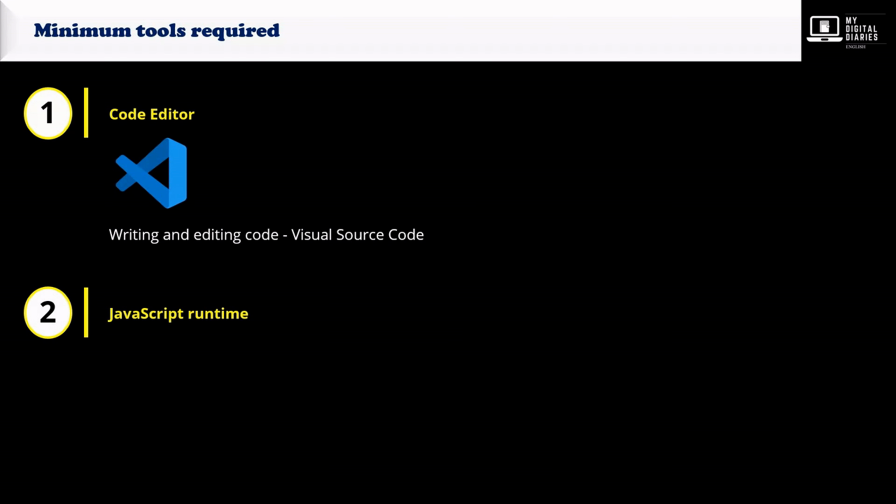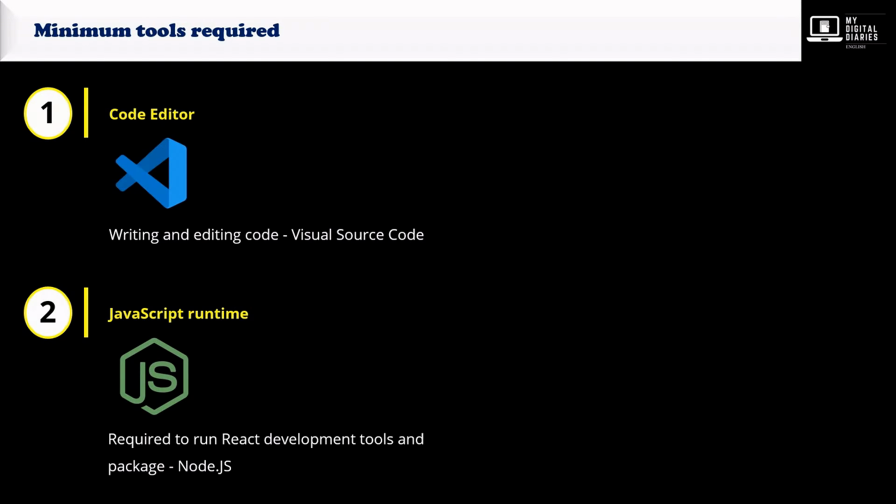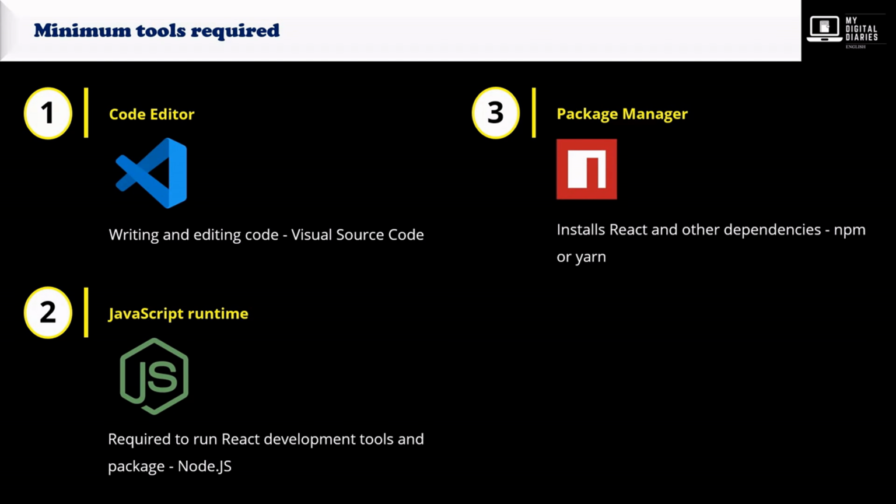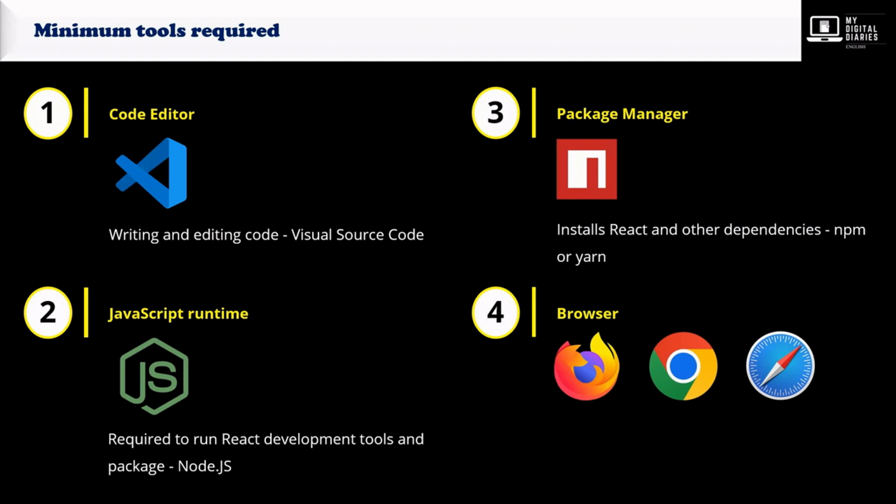Then we will need a JavaScript runtime, basically Node.js, which is required to run React development tools and packages. After that, a package manager like npm or yarn, which is needed to install React and other dependencies. And finally, of course, a browser where you will be testing and debugging your React app. These are the minimum requirements for React development.